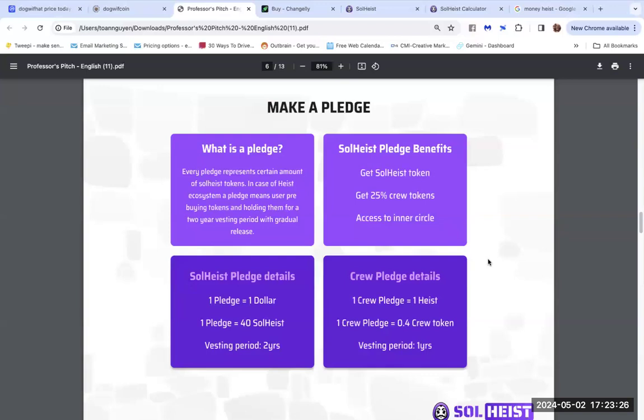Now, a couple little facts that you guys need to know is Solheist token is vested for 2 years. And on the crew token, it's vested for only 1 year. So what does that mean? Let me just remind you guys. They're going to basically take your tokens for 2 years, spread it out for 2 years, gradual release every single day. On the crew tokens, they're basically going to spread it out in 1 year, and they're going to gradually give you that daily allowance passively throughout the entire year.